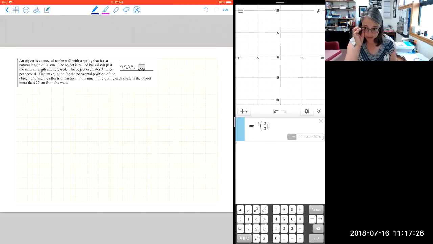So let's think about how we're going to write this equation, because what this says is we've got an object connected to the wall with a spring that has a natural length of 20 centimeters. The object is pulled back 8 centimeters past the natural length and released. The object oscillates 3 times per second, and we want to find an equation for the horizontal position of the object, ignoring the effects of friction.